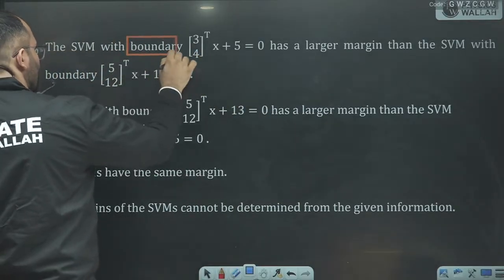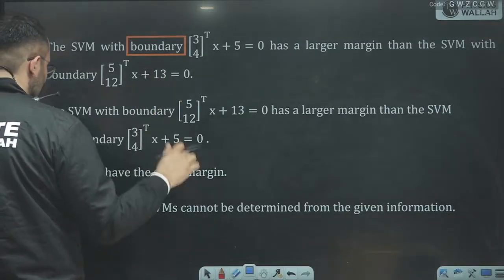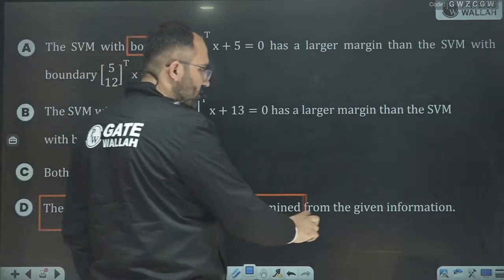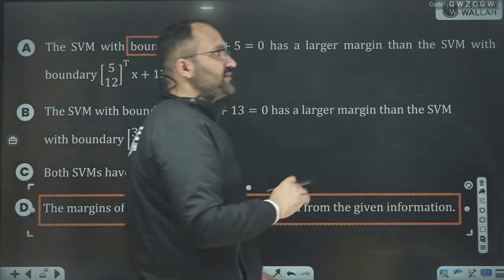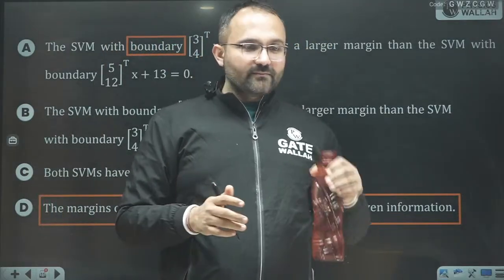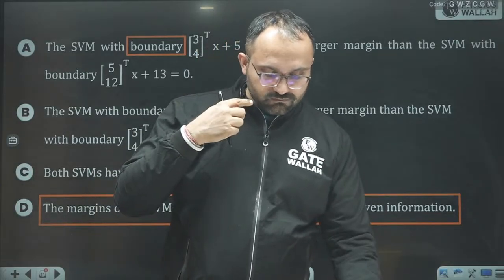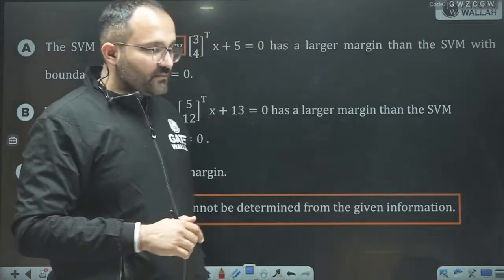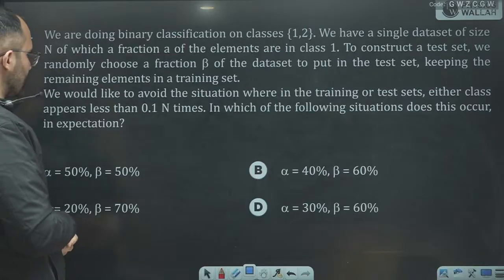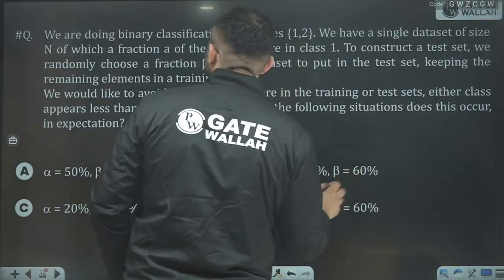We cannot compare the margins if the boundaries are known. The margins cannot be predicted with the given information, because until and unless the marginal planes are given to us, we cannot comment anything on the margin. So D is the correct answer. Very beautiful question. I hope all of you are able to understand.